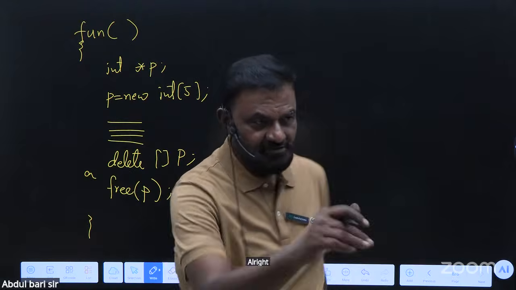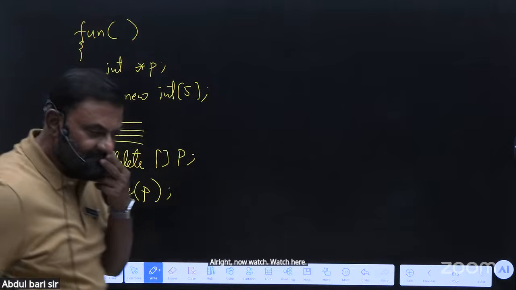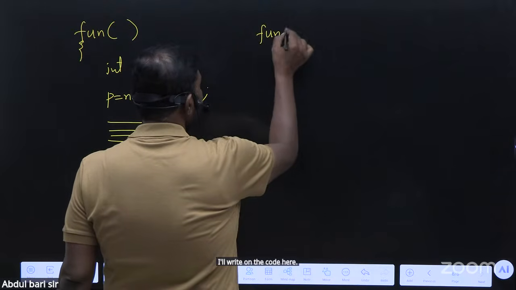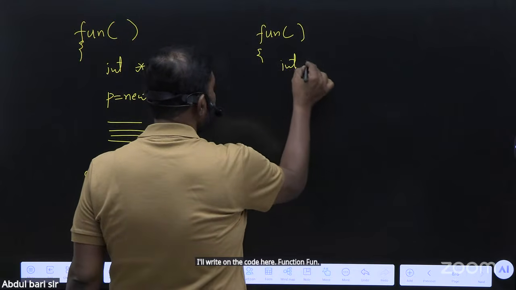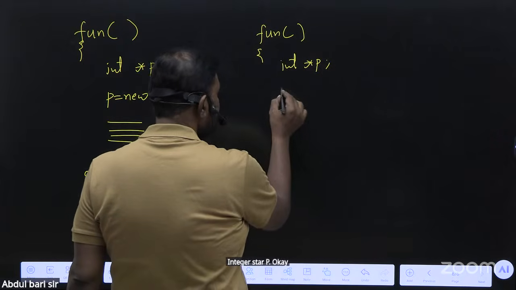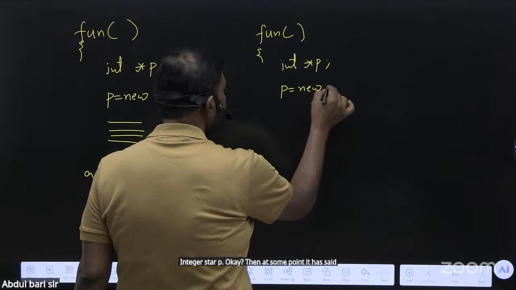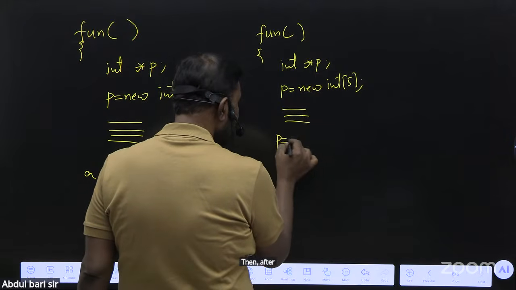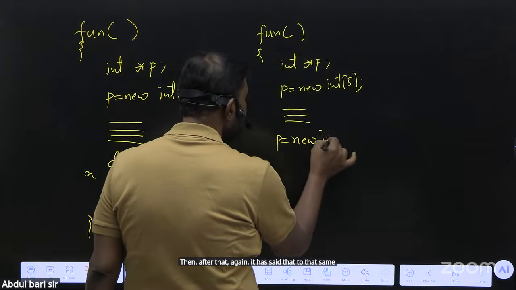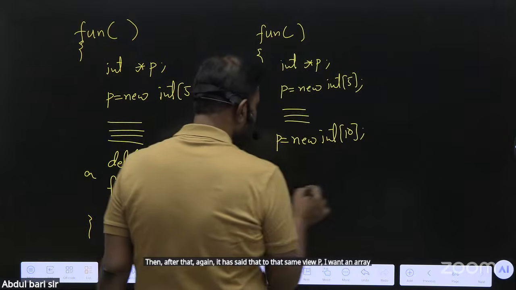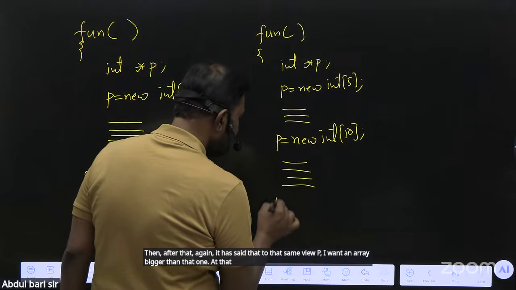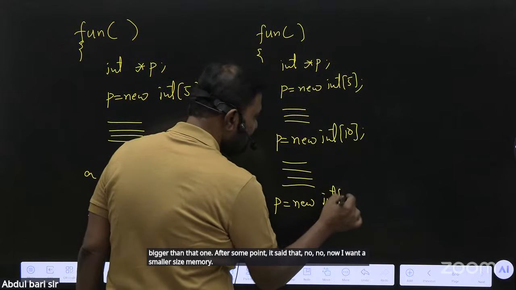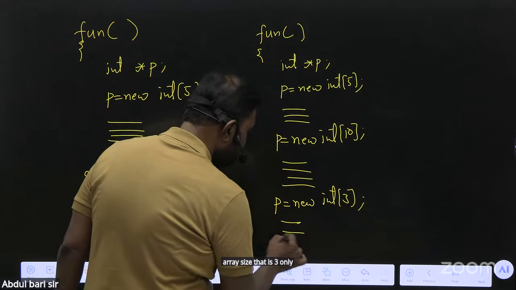All right, now watch here. I'll write the code here. Function fun, integer star p. Then at some point it has said that I want an integer array of size 5. Then after that, it has said that to that same p, I want an array bigger than that one. After some point it said that no, now I want a smaller size memory, array size 3 only. That is enough for me.